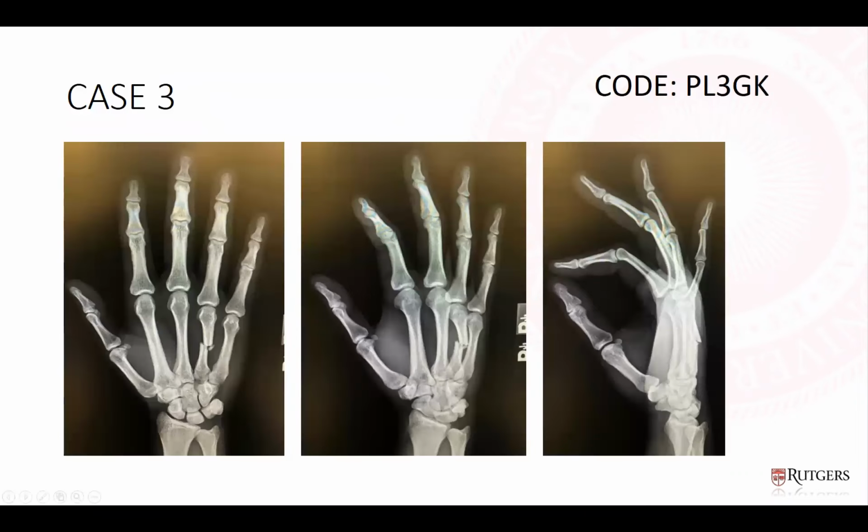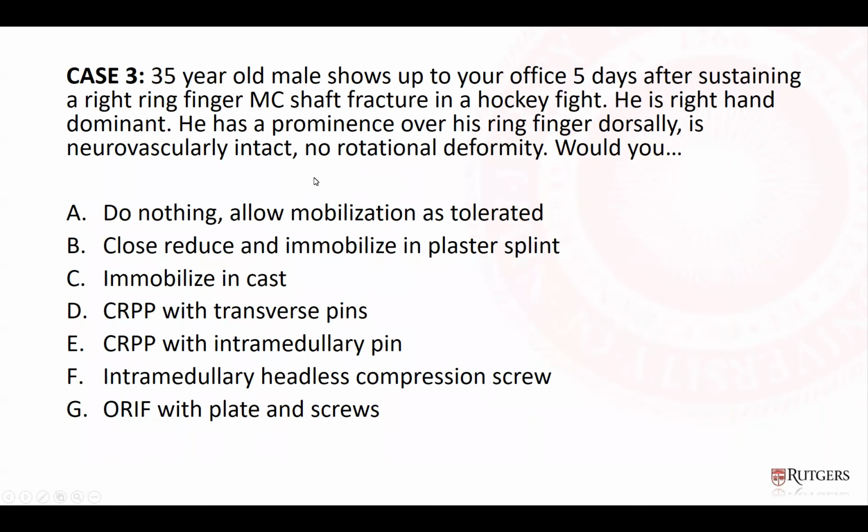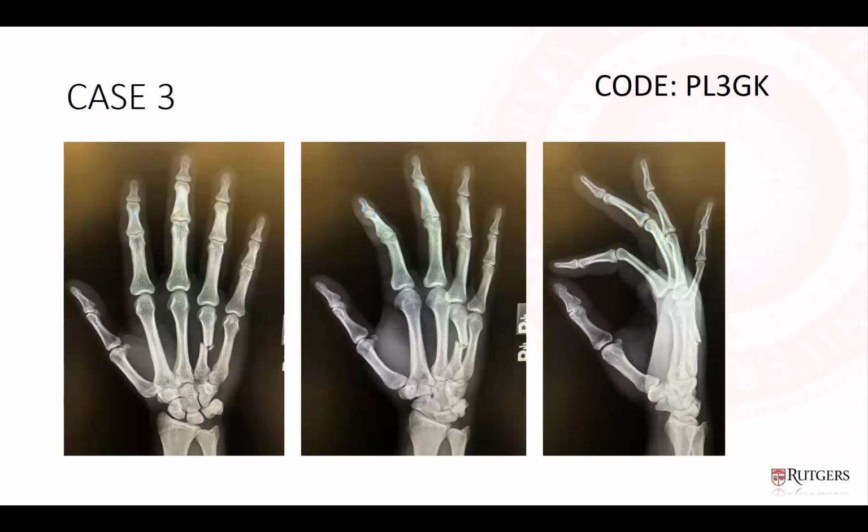Case three, this is a PA, oblique and lateral of a transverse midshaft fourth metacarpal fracture. This is a 35-year-old male who showed up to your office 5 days after sustaining this fracture in a hockey fight. He's right hand dominant. He has a prominence over the ring finger dorsally, is neurovascularly intact, no rotational deformity. Similar options. Do nothing, allow mobilization, close reduce and mobilize, CRPP, headless compression screw, and ORIF with plate and screws. It's the fracture again.